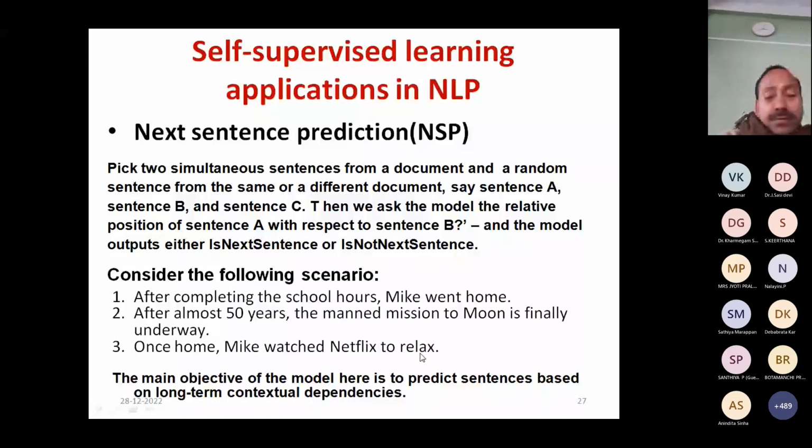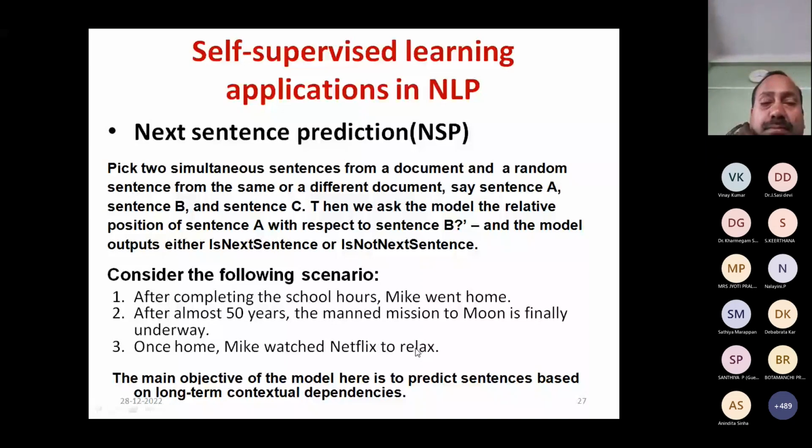Are you able to relate it? Is sentence one next of two, or two next of one, or one next of three, or three next of one? Three should come after one. After completing the school hours, Mike is going home, and once he entered the home, he is watching a film. So it's watching a film.